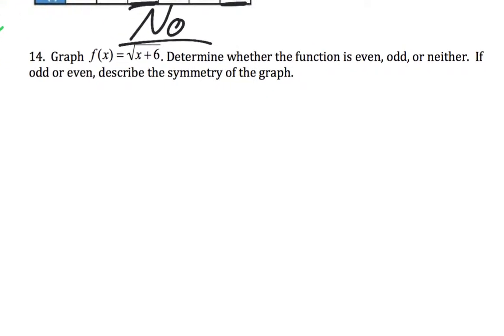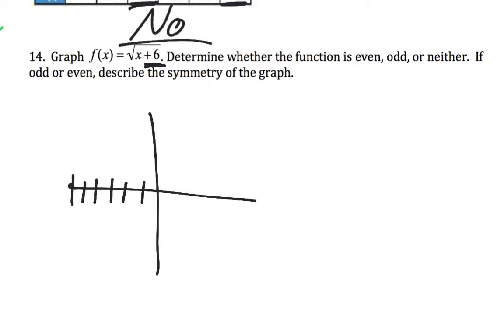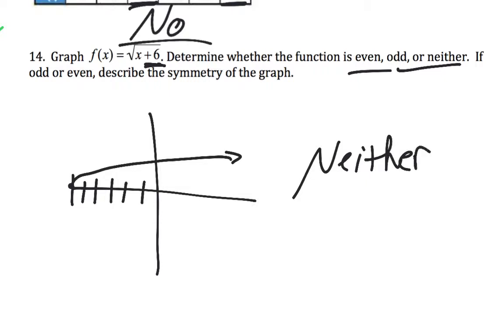14, I want to graph this and determine whether the function is even, odd, or neither. So looking at transformations, it moved to the left 6. So we'll go back here. And then is it even, odd, or neither? Well, it's neither, because it's not reflected over the y-axis, which would be even. It's not reflected over the x-axis. And then it's not a rotational symmetry, which would be odd.